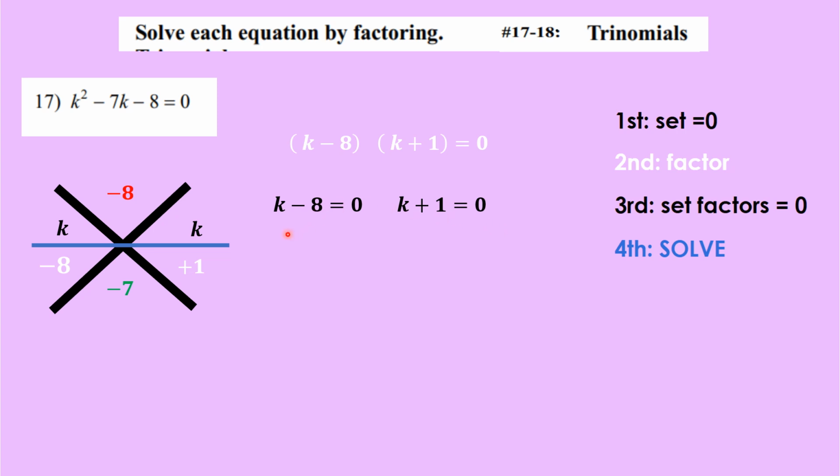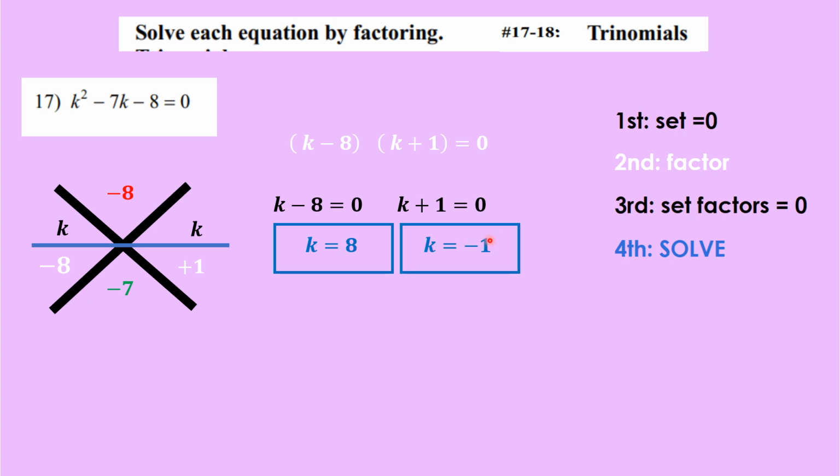When we solve them individually, if k minus 8 equals 0, I add 8 to each side of the equation, giving me k equaling +8 as a solution. For k plus 1 equal to 0, we need to subtract 1 on each side of the equation. So I get k to equal -1 as the second solution. Yay! We are so close to being done.